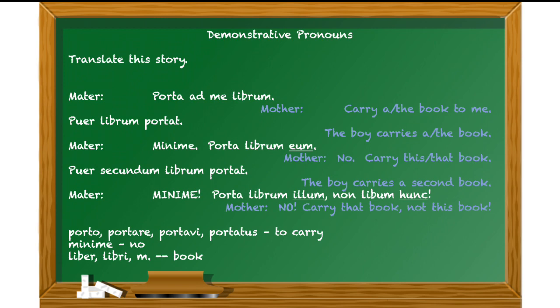Now, mother gets really angry here, and I would say unreasonably so, because she has just not been clear enough in her directions. She says, minime, no. And then she says, porta librum illum, non librum hunc. Carry that book, not this book. And now she's gotten as specific as she can, using the forms of ille and hic. So remember, those two are the stronger demonstratives, and then forms of is, ea, id, just simply not as strong. And those are the demonstrative pronouns.